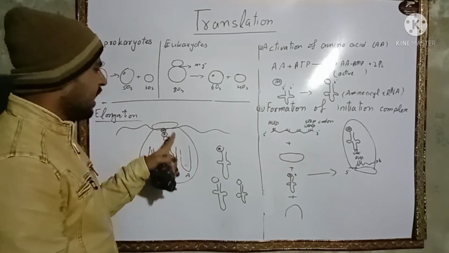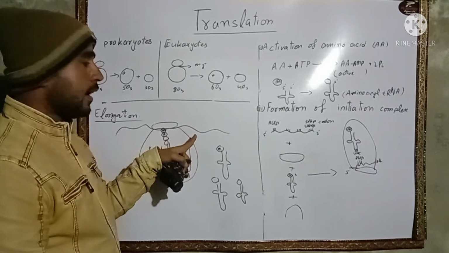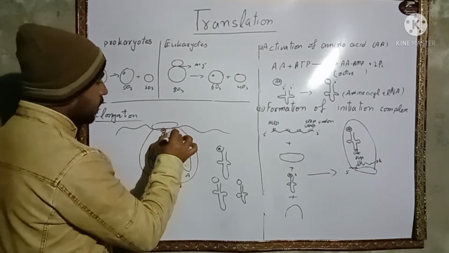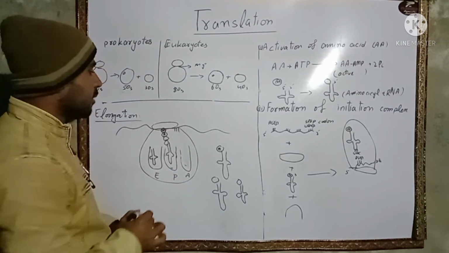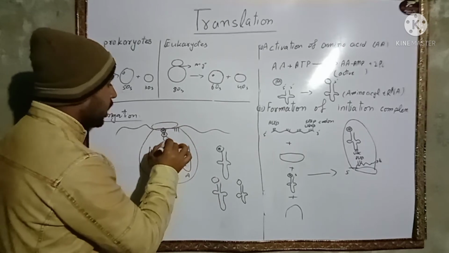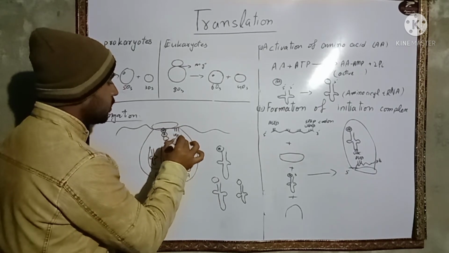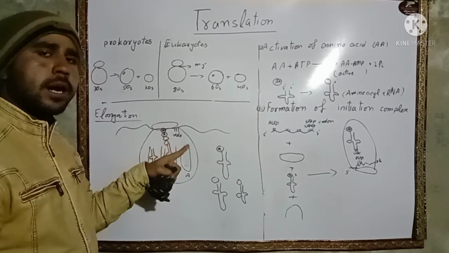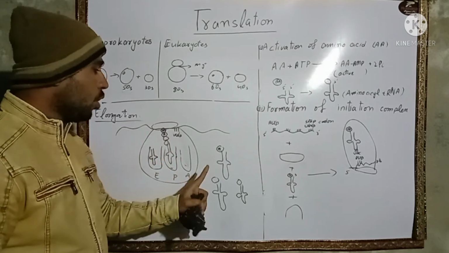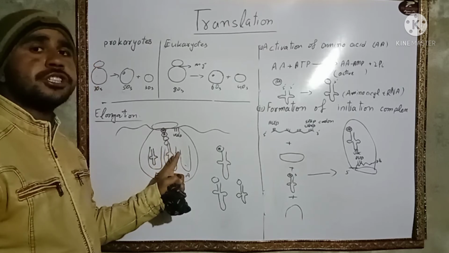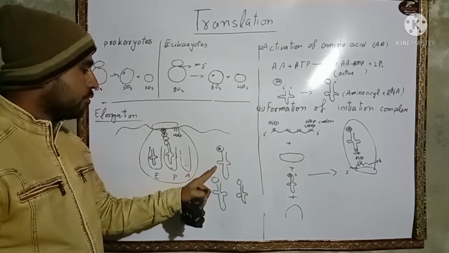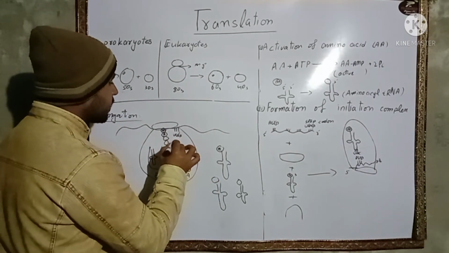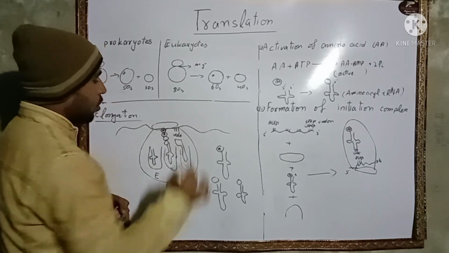Now it is an empty space, and the stop codon of the messenger RNA has entered into the initiation complex. What is the sequence of the stop codon? Uracil, guanine, and guanine. When this sequence, the stop codon, enters into the initiation complex, then no aminoacyl transfer RNA enters into it. Instead of aminoacyl transfer RNA, the releasing factor enters and attaches to it like this.